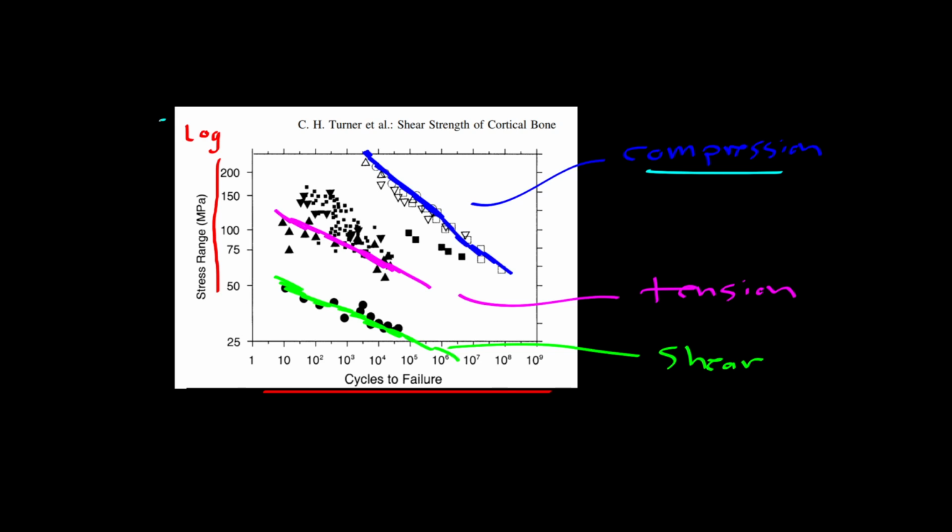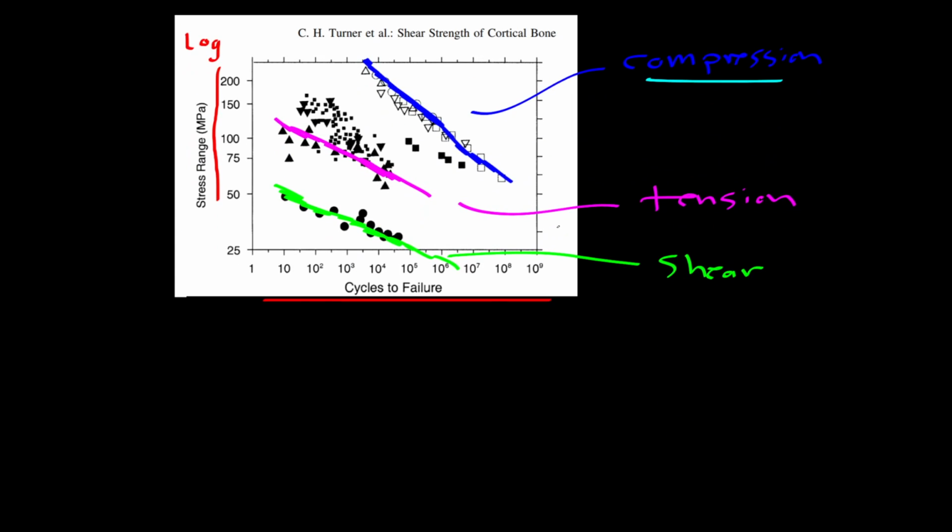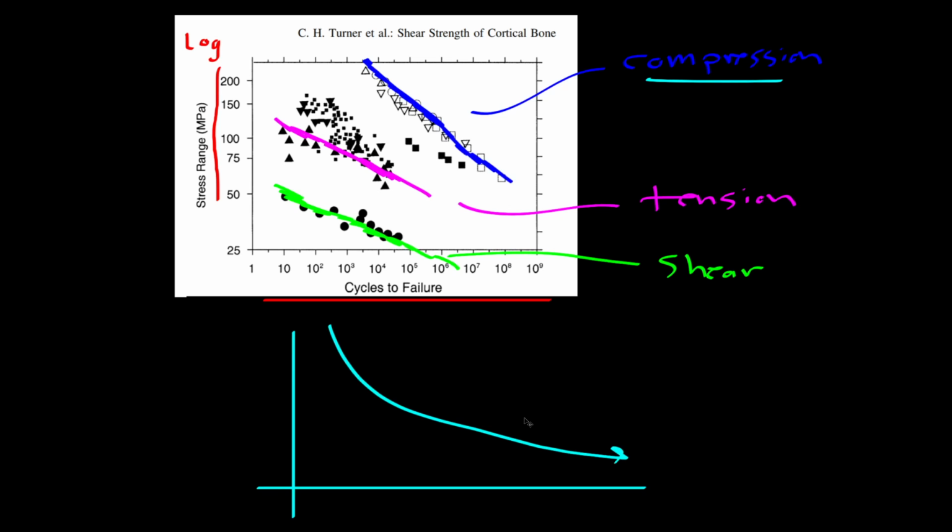the stress is also plotted on a log scale. So notice that we go from 25 to 50, from 50 to 100, from 100 to 200. So that's why these are straight lines. If you plotted that y-axis not on a log scale, you would get the kind of exponential power law that I sketched out in previous charts.